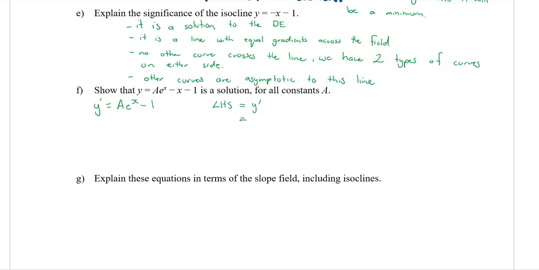Yes, good. A e to the x. So the derivative of a e to the x is still a e to the x. The derivative of the x is -1 and the constant disappears.